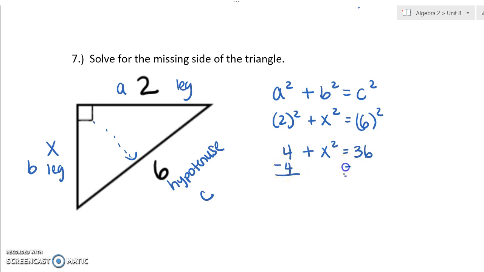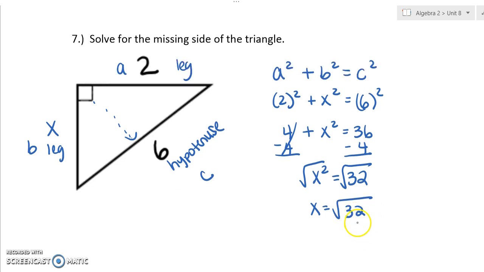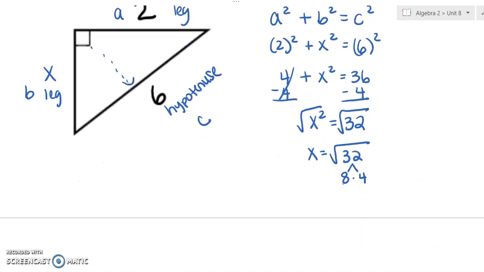When I subtract 4 to the other side to solve for x, x squared equals 32. We're going to go ahead and square root both sides. And x equals square root of 32. Now, I am going to break that down more because I can. I know that 8 times 4 gets me to 32. I know 8 breaks down to 4 times 2, and 4 breaks down to 2 times 2.